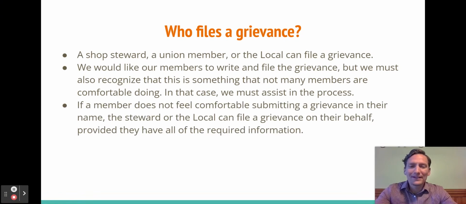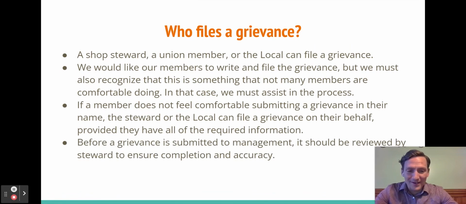If a member doesn't feel comfortable submitting a grievance in their name, the steward or local can file the grievance on their behalf, provided they have all the required information. Like I said, some members just don't feel comfortable. They're concerned about potential backlash, retribution, retaliation, things along those lines. So they want us to file it for them, and that's okay. We can do that, but we need to make sure that we understand the situation as thoroughly as possible because we are representing our members, and we need to make sure that we have all that down and ready to go so that we don't miss anything.